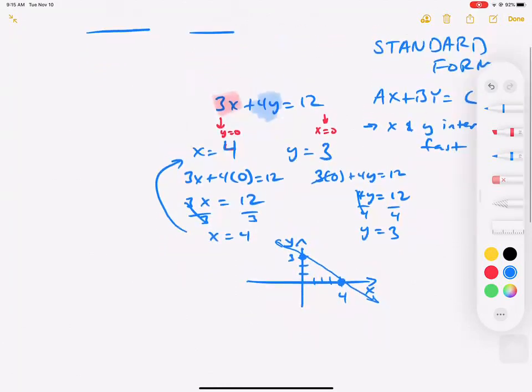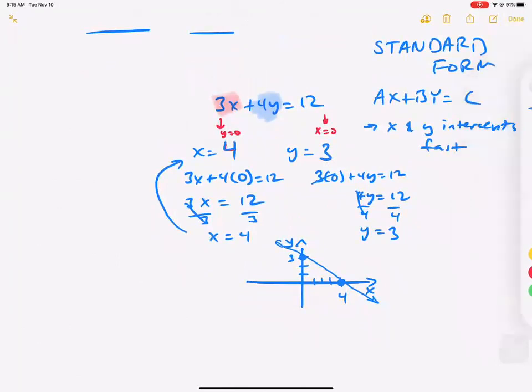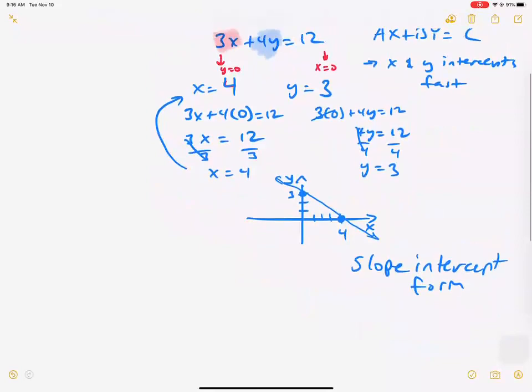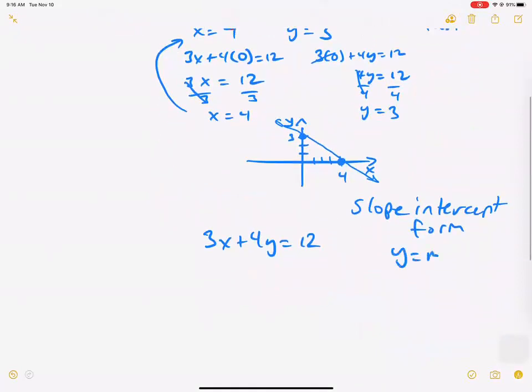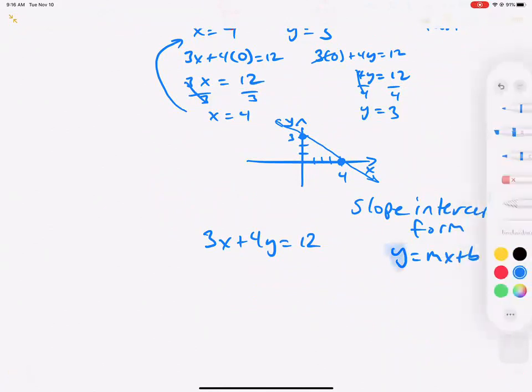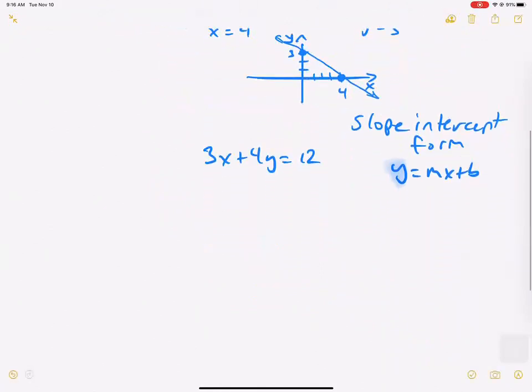The second style of writing the formula of a line was our slope-intercept form. And we learned in our last class that I can change standard form into slope-intercept form. So let's do this with this example. I want to convert this to slope-intercept form, which is y equals mx plus b. The key thing is that y is by itself. For standard form, x and y are on the same side, but for slope-intercept form, y is by itself. So let's get y by itself.